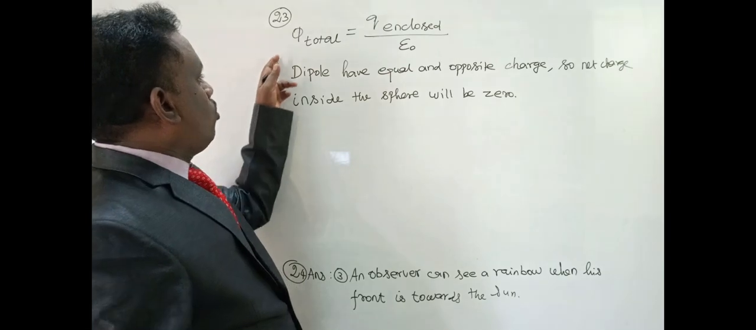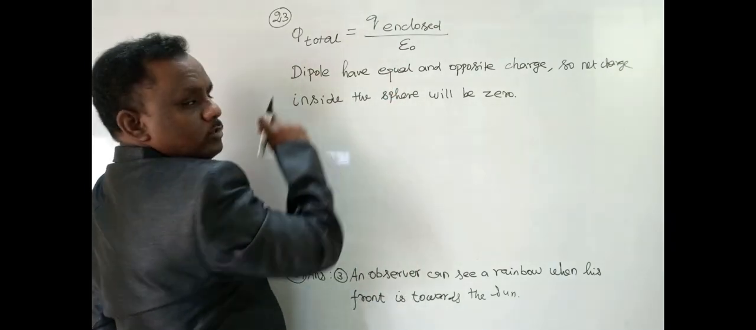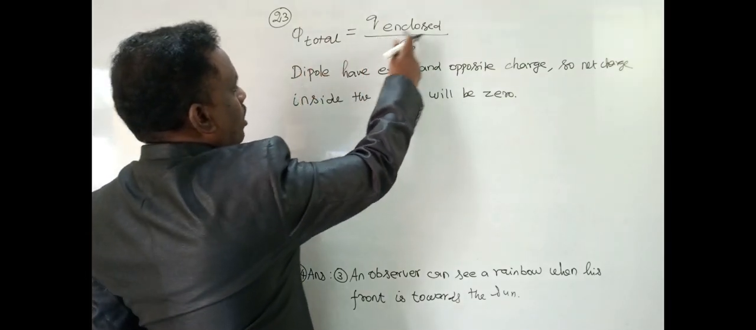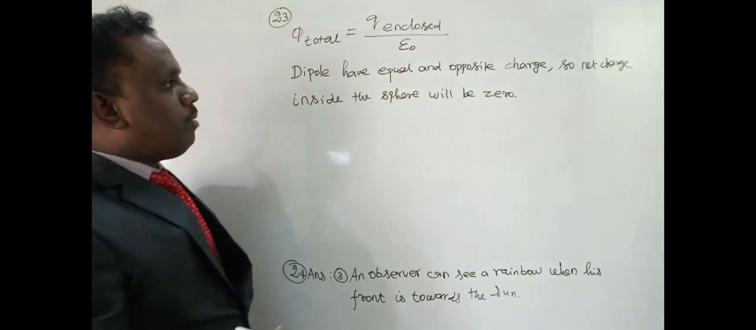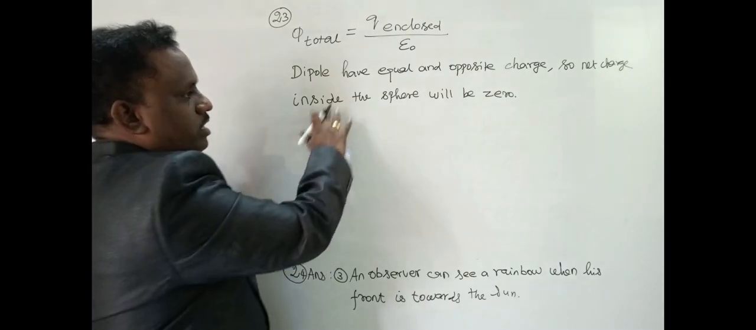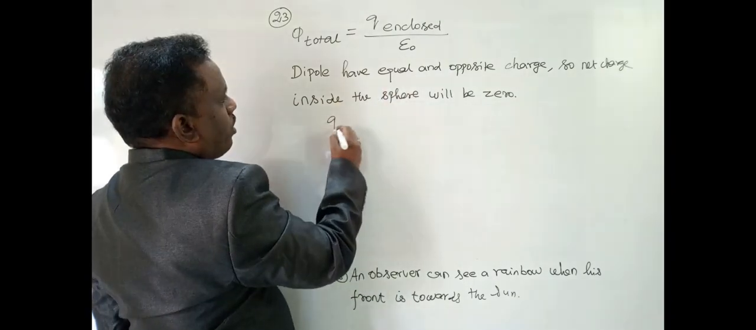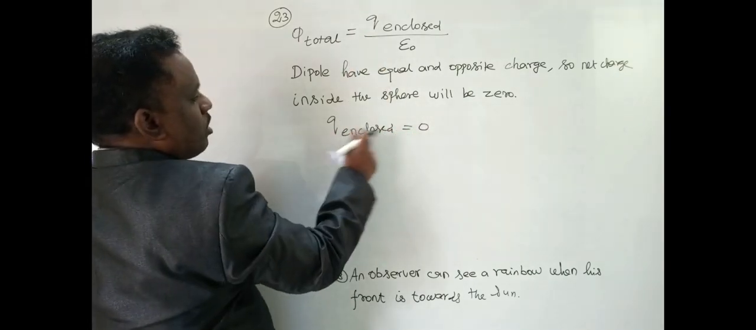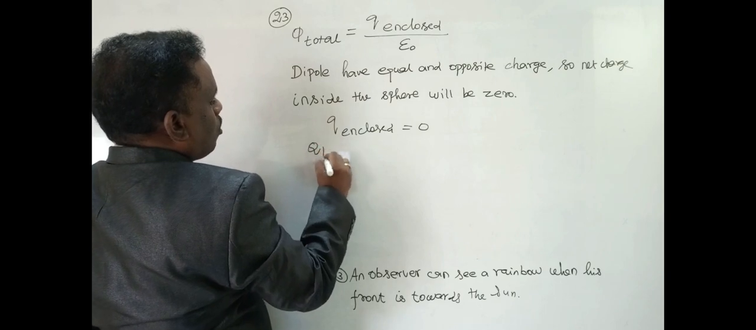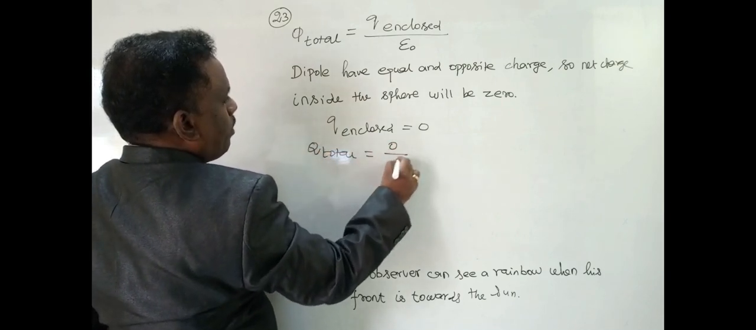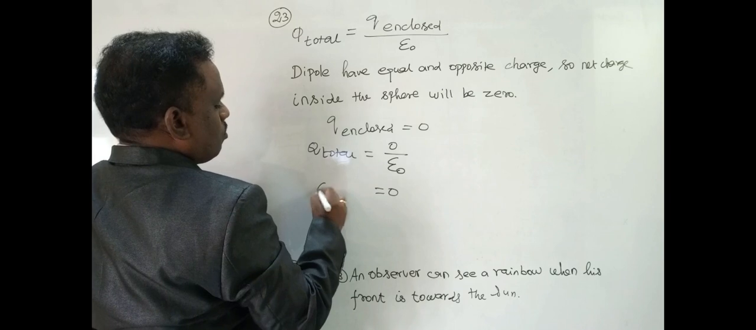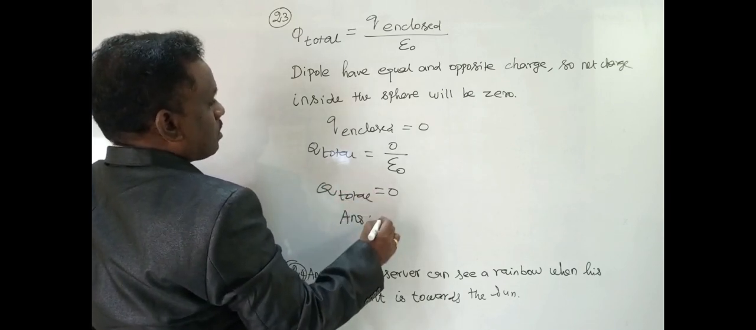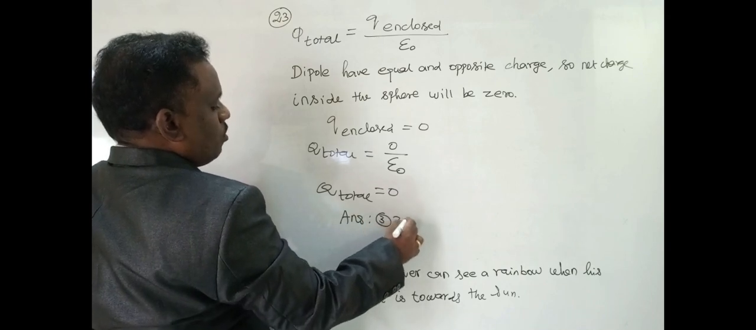23rd question, Q total is equal to Q enclosed by epsilon naught. Dipole has equal and opposite charges, so net charge inside the sphere will be 0. So Q enclosed is equal to 0. Substitute Q enclosed is equal to 0 in this equation. Q total is equal to 0 by epsilon naught, that is equal to 0. So correct option, answer 3, 0.